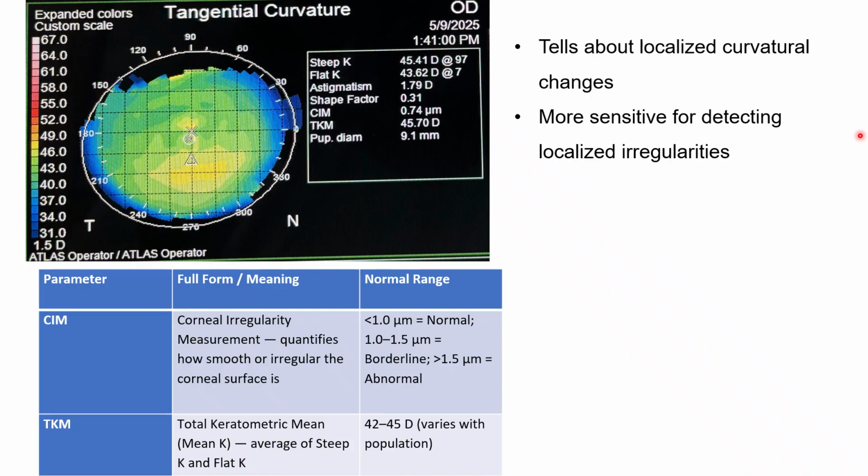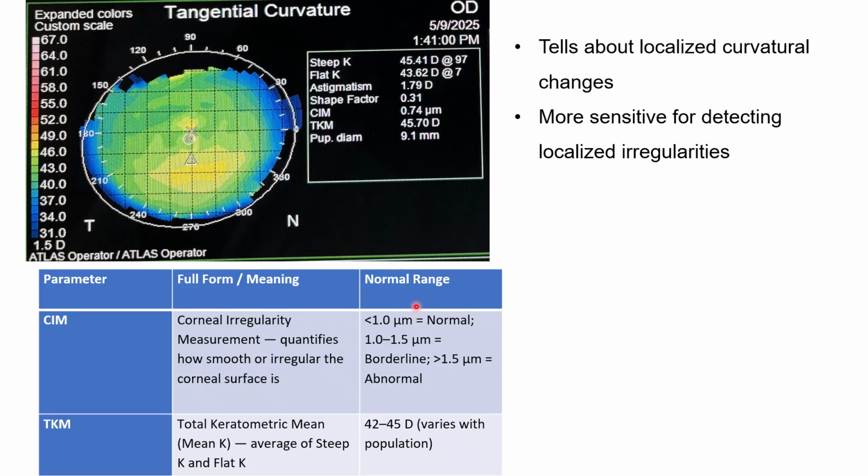Now the next is tangential curvature. As we have already seen, it tells about the localized curvature changes, and it is more sensitive to detect localized irregularities. So steep K, flat K, astigmatism, shape factor, all we have seen before. The new terminologies we are going to learn are CIM and TKM. The full form of CIM is corneal irregularity measurement.